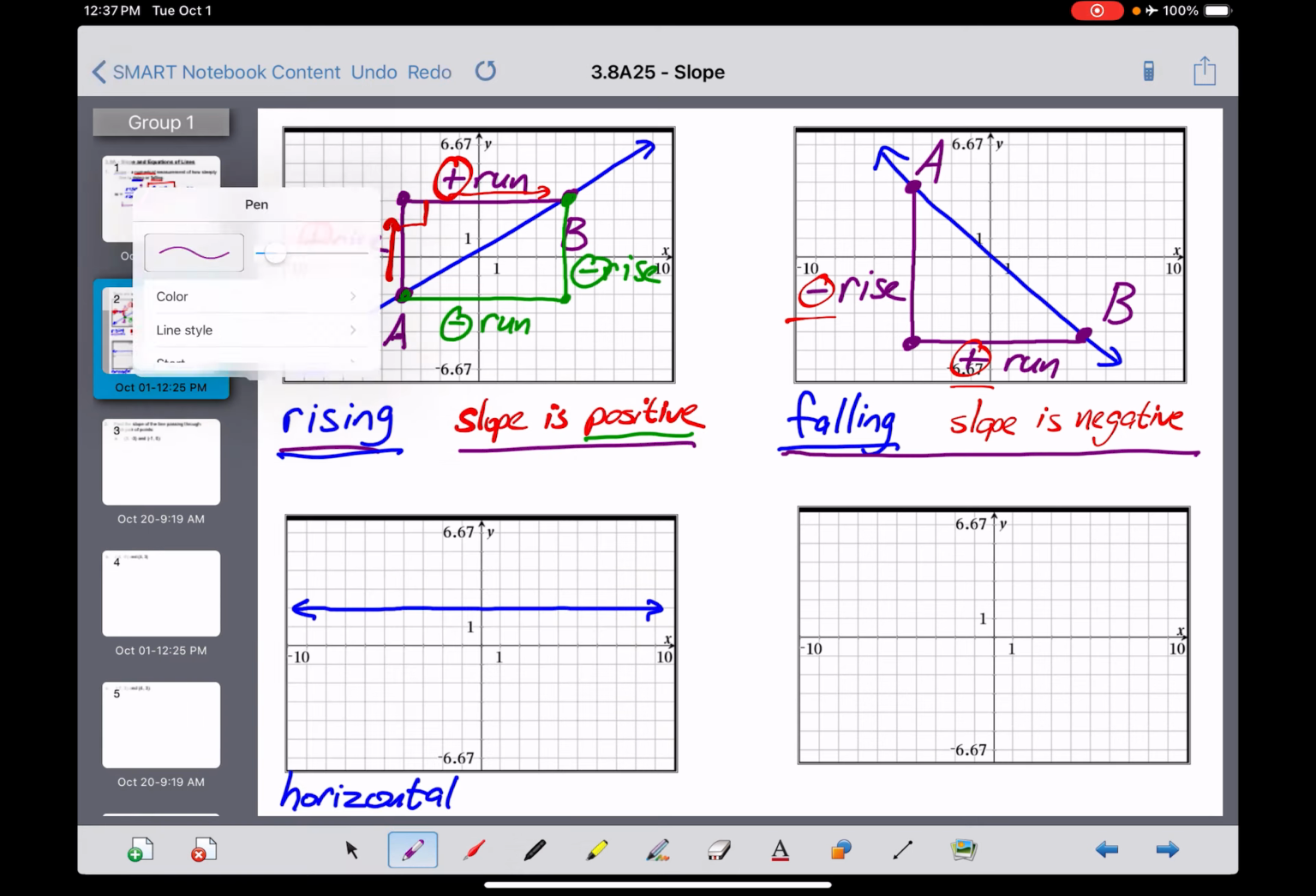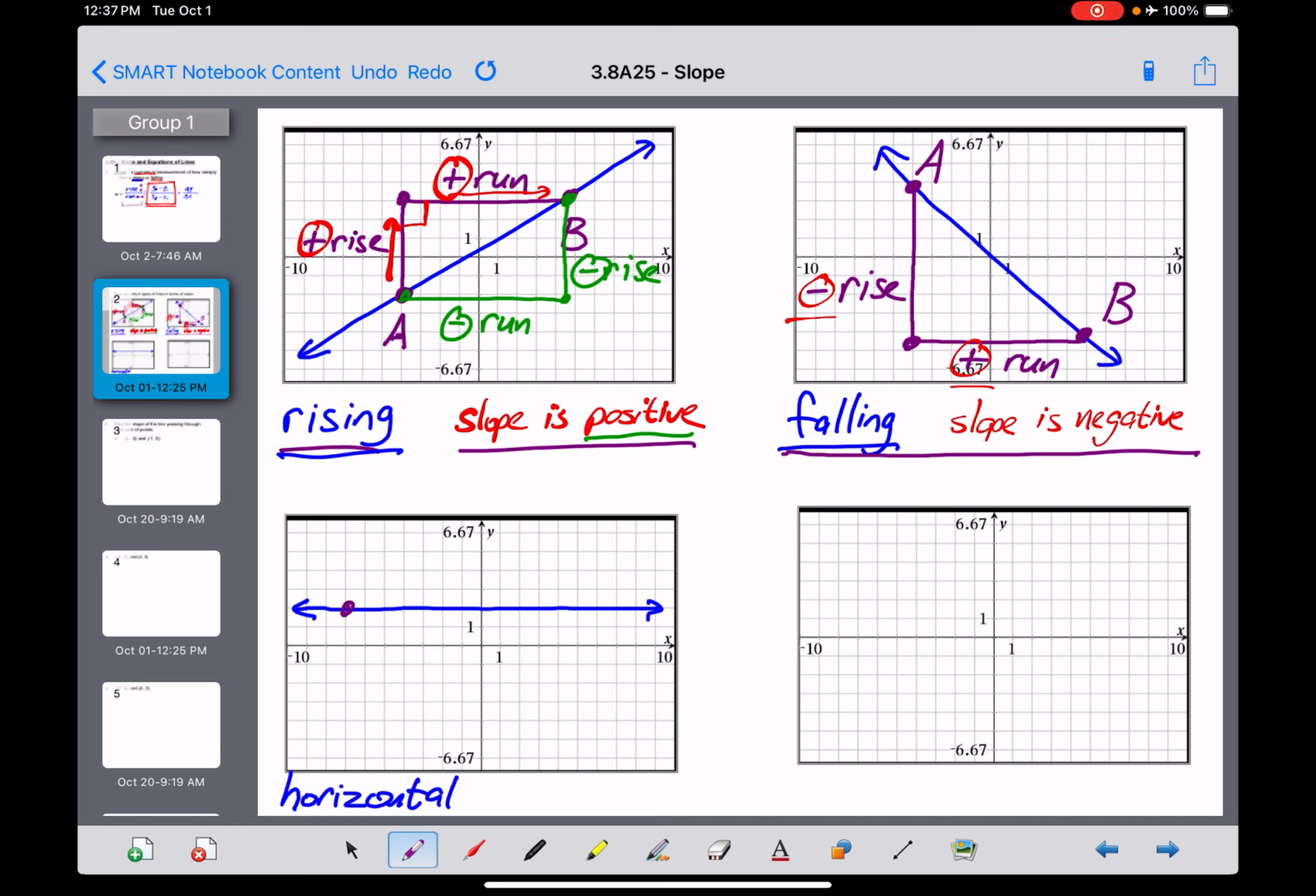So if we tried the same little trick before, we would choose some point over here on the left and call that A, and some point over here on the right and call that B. If I went to do rise and then run to get from A to B, you'll notice that there is no rise. Guys, we're not going up or down, so we have a rise of 0 and then a run from A to B that looks like it's going to be positive.